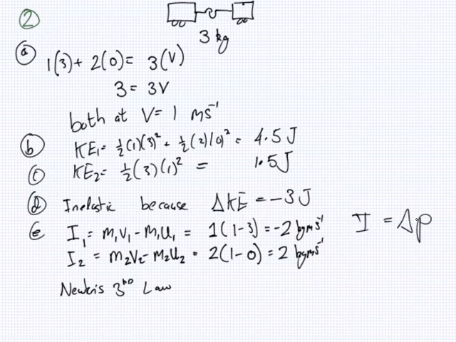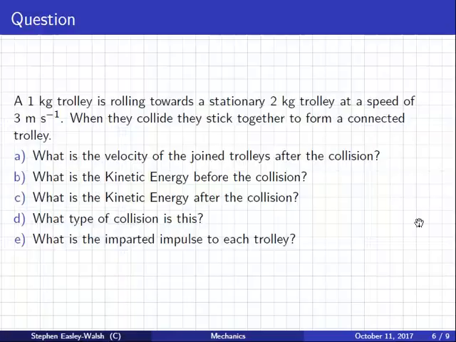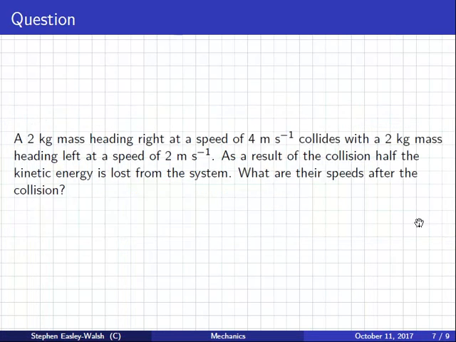I think I just have the one more, but it's a hard one. A 2 kilogram mass heading right at a speed of 4 collides with a 2 kilogram mass heading left at a speed of 2. As a result of the collision, half the kinetic energy is lost. What is their speed after the collision?